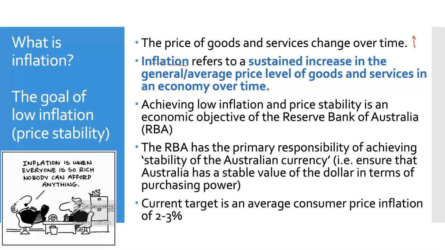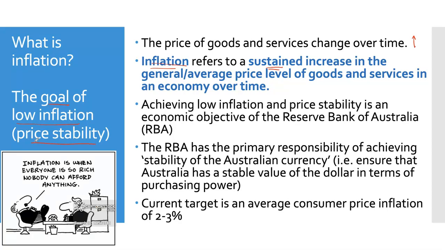Inflation, and this is our technical definition, refers to this sustained, general, ongoing increase in the general or average price level of goods or services over time. So inflation is a recognition that there is a sustained increase in the prices of the goods or services that we look to buy. Now there is the goal of low inflation. We want the price level increases to be relatively low, and we call this term price stability.